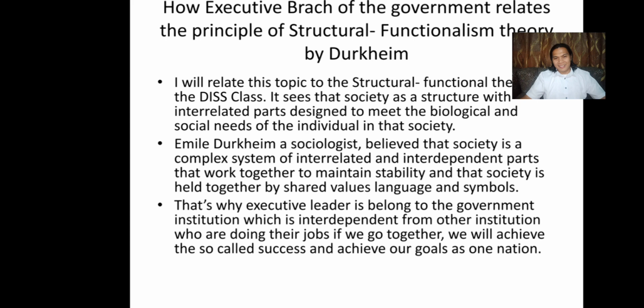Emile Durkheim, as a sociologist, believed that society is a complex system of interrelated and interdependent parts that work together to maintain stability, and that society is held together by shared values, language, and symbols. That's why the executive leader belongs to the government institution, which is interdependent with other institutions doing their jobs. If we go together, we will achieve success and achieve our goals as one nation.